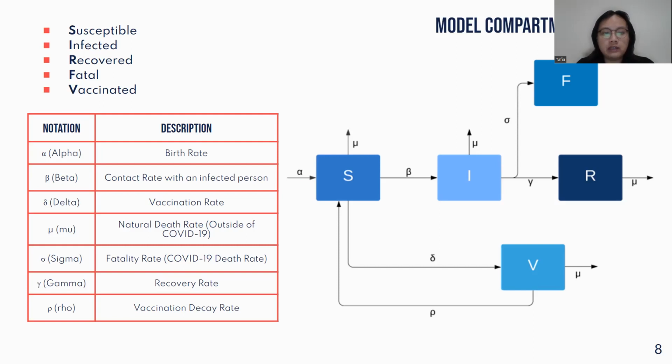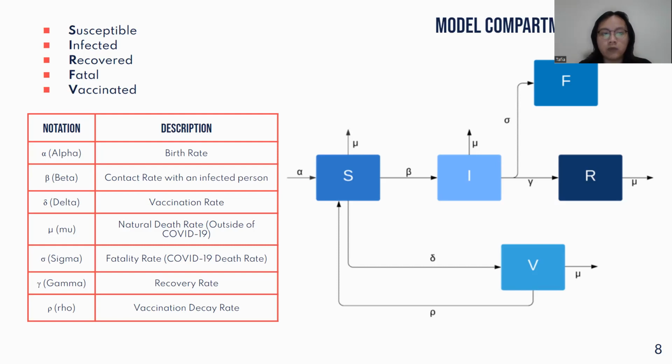The population in the susceptible compartment, if it has been vaccinated, will move to the vaccinated compartment population. It will not be a person who is susceptible to COVID-19. The rate at which susceptible persons are vaccinated will be represented by the notation delta. The population in the susceptible compartment can also die. In this case, it means that it died naturally, not due to COVID-19.